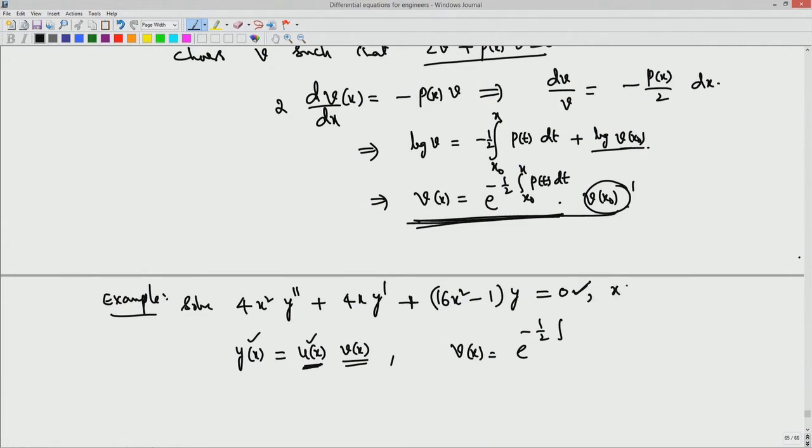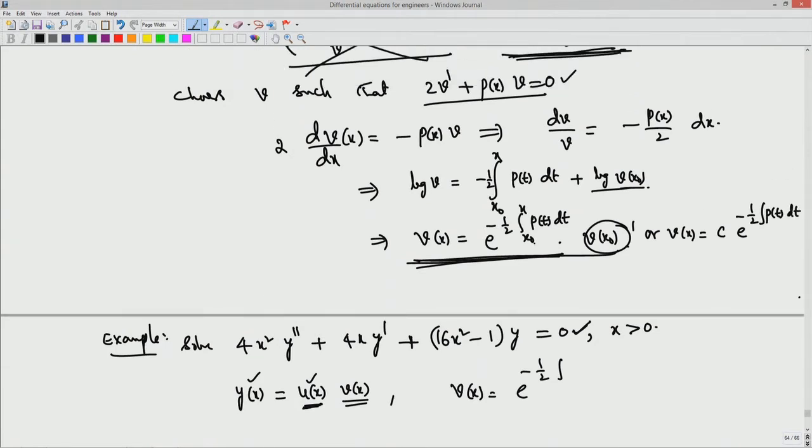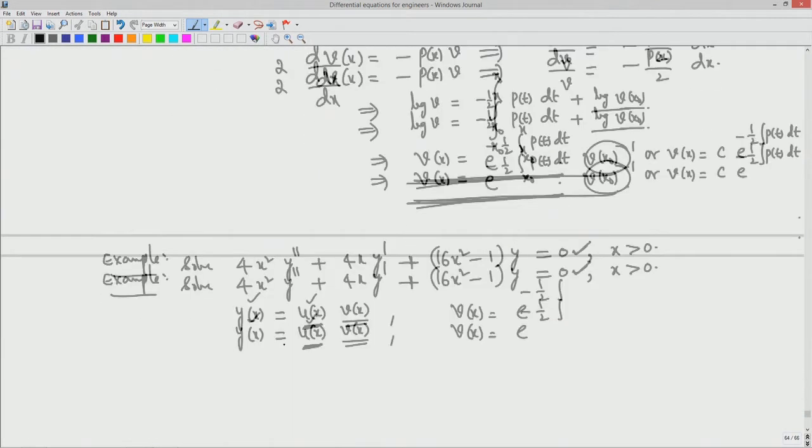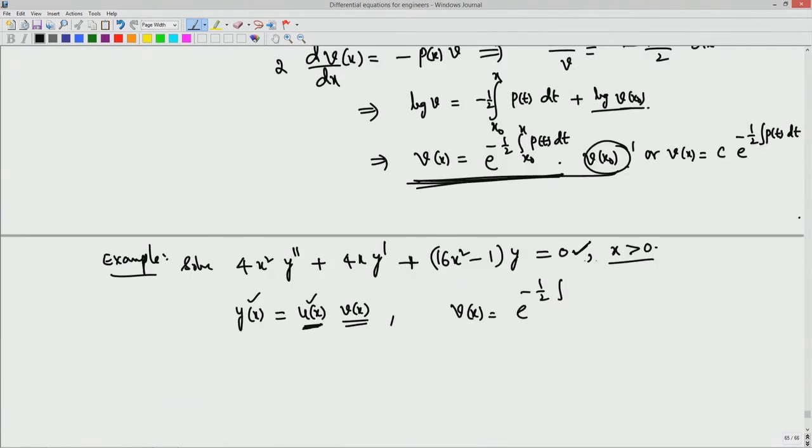You can clearly see that x is positive. Alternatively, you can simply integrate both sides and get v(x) as some constant times e to the power minus half integral p(t) dt. Here x0 should be in the domain of the differential equation. In my example the domain is x positive only, because at x equals 0 I have trouble: the coefficient of the highest derivative is 0 at x equals 0. So x equals 0 should not be a point of the domain.